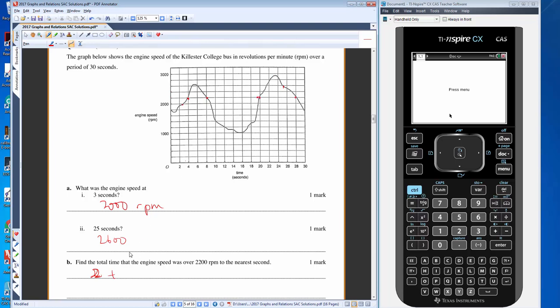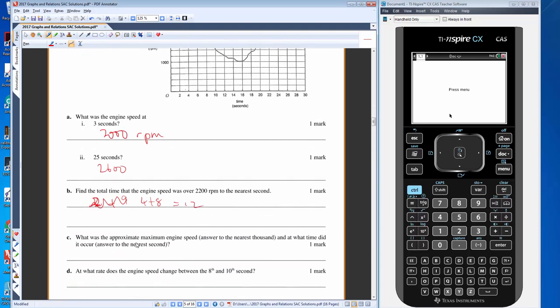So yeah, between 2 and 9 seconds. Let's see if I've got this right. 4 and 8, sorry, 4 and 8. Okay, so here's 4 seconds between here and here, and here is 8 seconds between here and here. So 4 plus 8 equals 12 seconds.